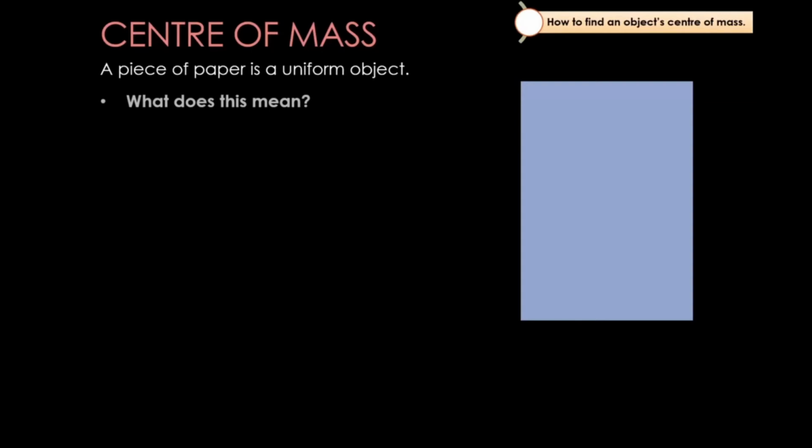a uniform object. Let's just recap. What is a uniform object? What are the two things that make an object uniform? Post them in the comments.